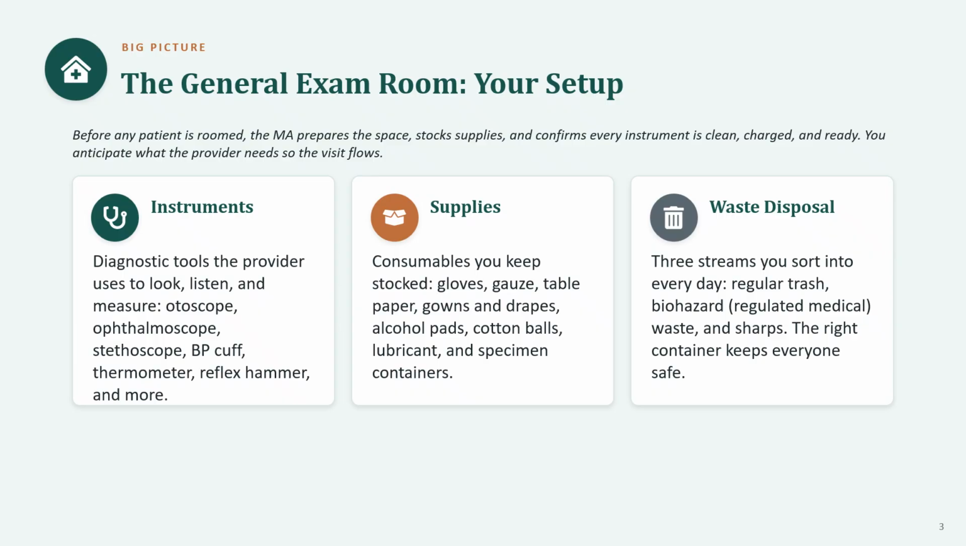Let's zoom out before we dive into details. Everything in the exam room falls into one of these three buckets. Instruments are diagnostic tools, the things the provider uses to look in the ear, look in the eye, listen to the heart and lungs, take a blood pressure, check a temperature, and test reflexes. Supplies are the consumables, the things you use up and restock, like gloves, gauze, paper on the exam table, gowns, alcohol pads, and specimen containers.